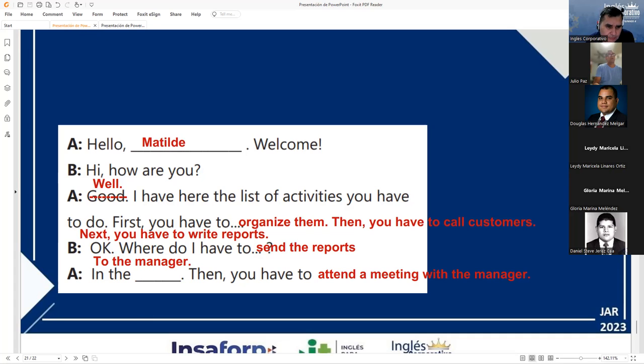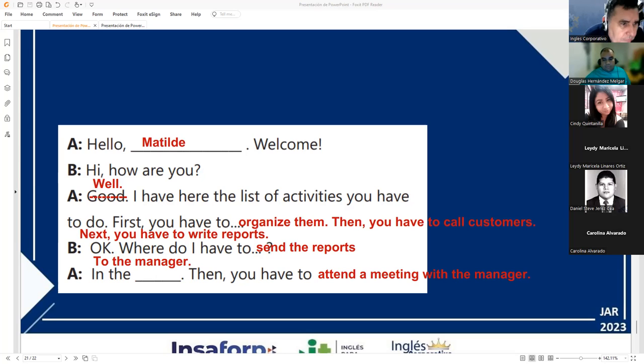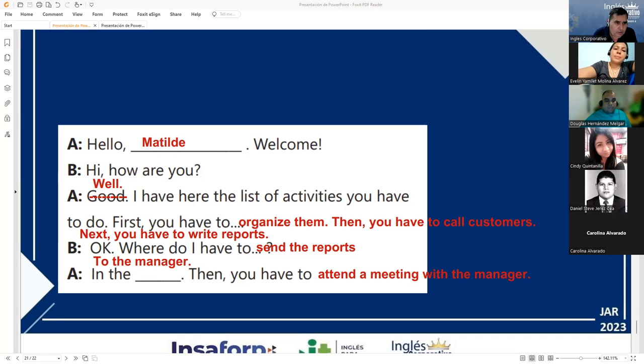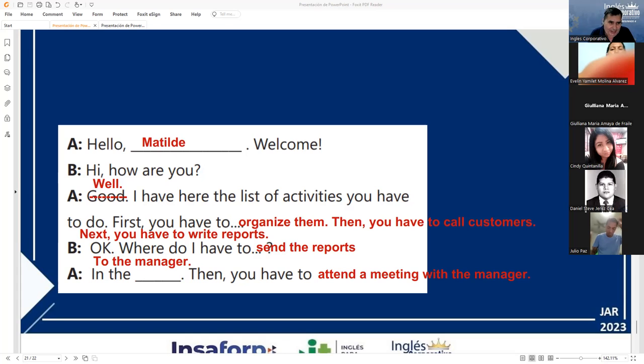Okay, let's go to the attendance. Adelaida Carolina Alvarado. Present. Excellent. Nice. Cindy Janet Goches. Here, teacher. Excellent. Daniel Steve Jerez. Present, teacher. Daniela Lizette Gutierrez. Present, teacher. Daisy Tatiana Cruz. Daisy? No, Daisy today. Okay. Douglas Arturo Hernandez. Present, teacher. Good night. Evelyn Jamilet Molina. Present. Good night. Juliana Maria Amaya. Present, teacher. Excellent. Good night.